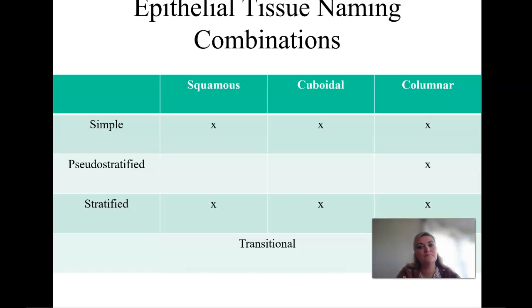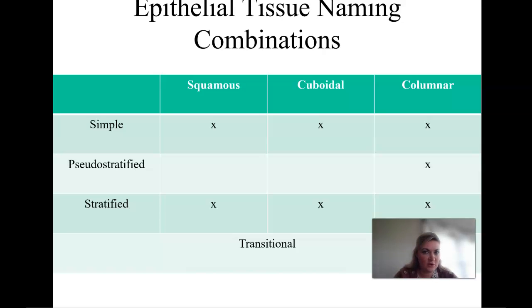We have simple, and so with simple, you can have one layer, and that can be squamous, cuboidal, or columnar. So simple means one layer. Squamous is going to be flat. Think of squished. Cuboidal, of course, is cube-shaped, and columnar is column-shaped.